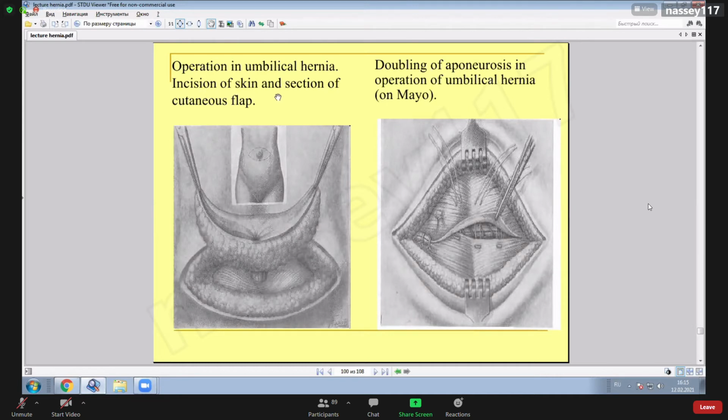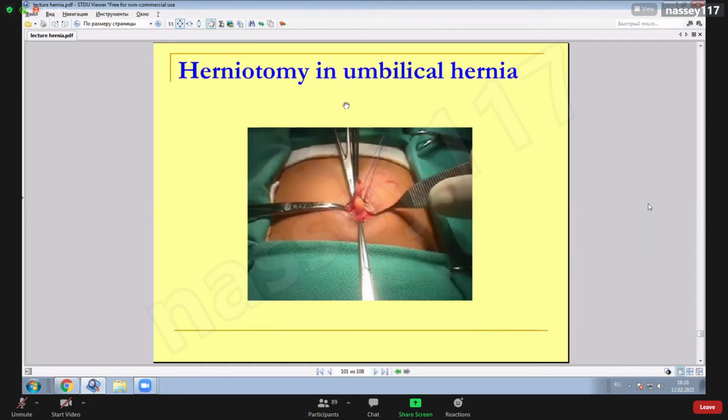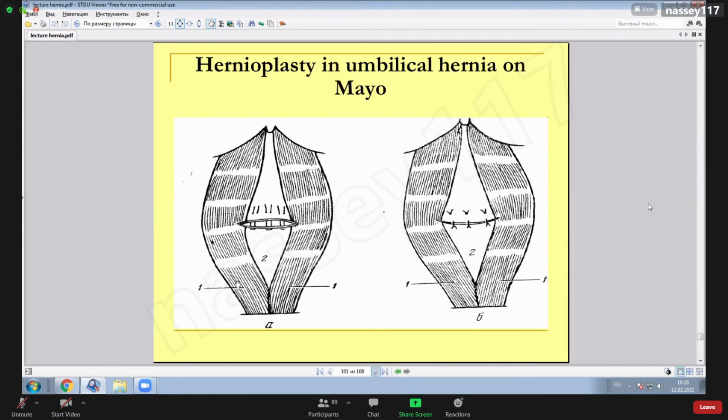Umbilical hernia operation, incision of skin and section of the cutaneous flap. If it's a big hernia, we should cut the skin by ellipse. Yes. No, it's a Mayo, again, Mayo operation demonstrates. Herniotomy in umbilical hernia. Yes, it's a small hernia, as you may see. This is the hernia. Herniaplasty in the umbilical hernia by Mayo, again, horizontal incision and duplication of layers.